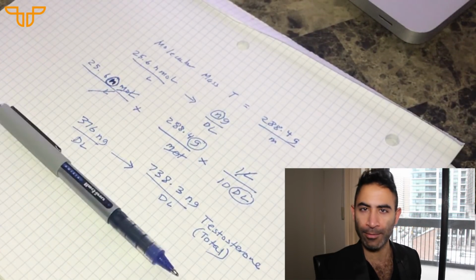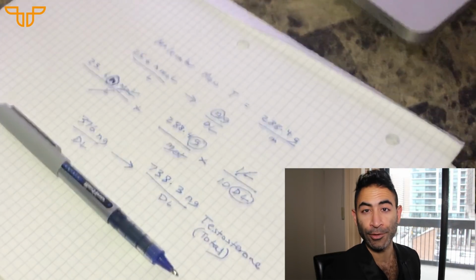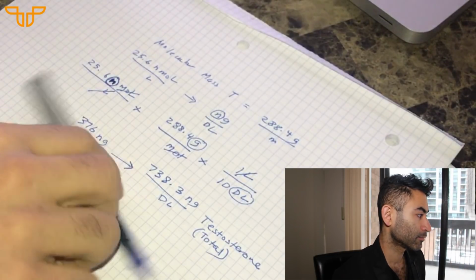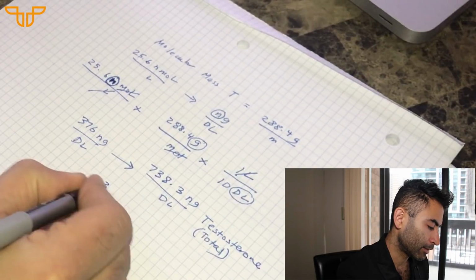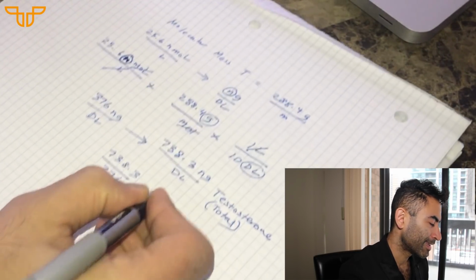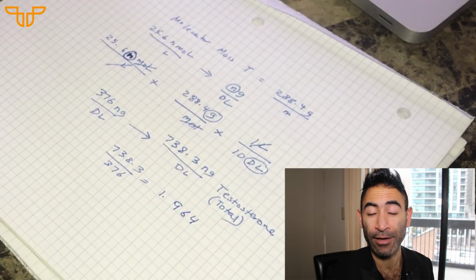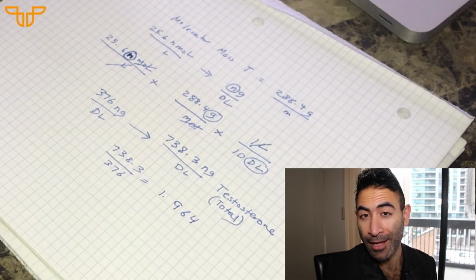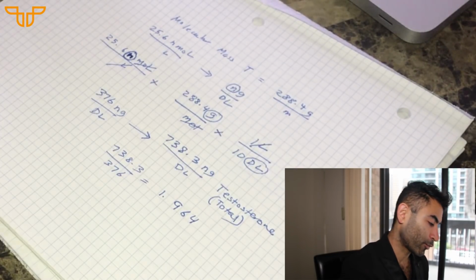So how do you know it doubled? Well, all you have to do is divide 738.3 by 376, and you're supposed to get 2 if it doubled. And the answer, if you do 738.3 over 376, is 1.964. So it's very, very close to doubling. And in the last month since I got the test, it might have doubled now. So technically, it's probably doubled. So that's what we have.